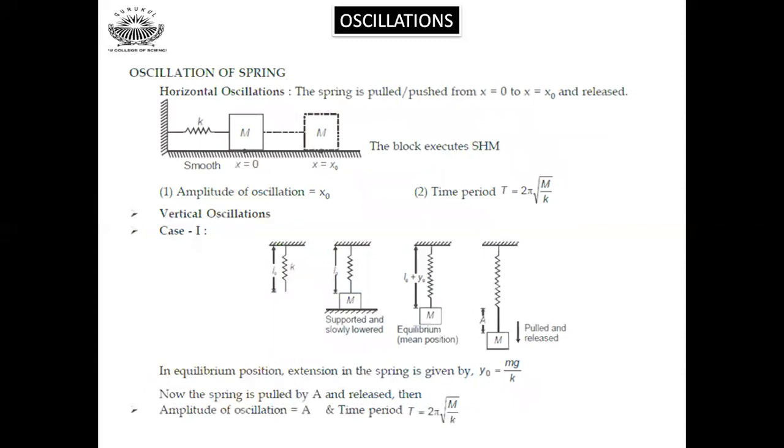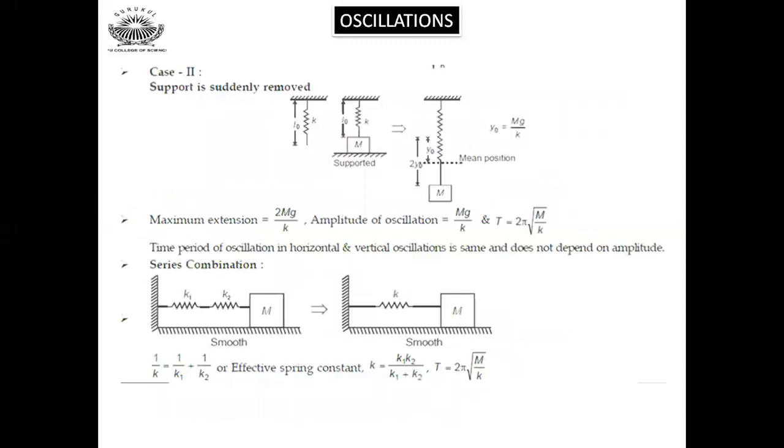Now the spring is pulled by A and then released. The amplitude of oscillation will be A and the time period T will be equal to 2π root of m by k. Now suppose the block is suddenly released. Then y naught will be equal to mg by k, the maximum extension will be 2mg by k, and the amplitude will be equal to mg by k. So T will be equal to 2π root of m by k. The time period of oscillation in horizontal and vertical oscillation is the same and does not depend upon the amplitude. This is an important point to note here.